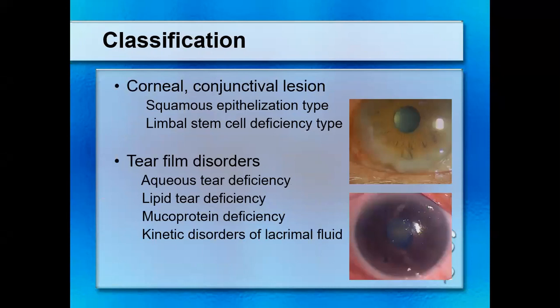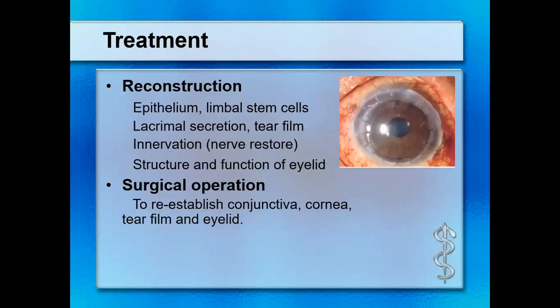Okay, what are the corneal and conjunctival lesions? For example, they are further subdivided into the squamous type and the limbal stem cell deficiency type. What are the tear film disorders that cause ocular surface disease? The aqueous tear deficiency, the lipid tear deficiency, the mucoprotein deficiency, and the kinetic disorders of the lacrimal fluid. Okay, how do you treat these disorders? You have to do the reconstruction.